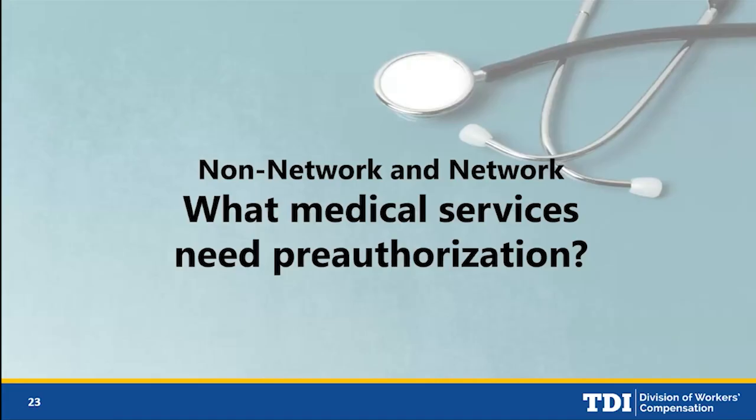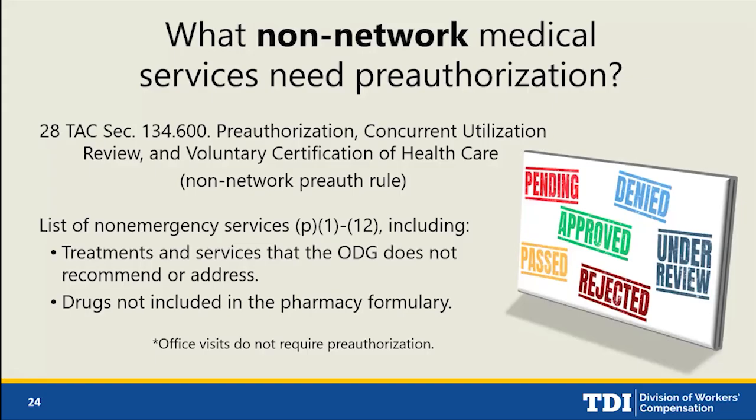All right, so now let's take a look and decide what services need pre-authorization in the workers' comp system. So the rule for non-network pre-authorization, concurrent utilization review, and voluntary certification is Rule 134.600. And this has a list of non-emergency services that require pre-authorization under section P. It's going to be P1 through 12. However, if your patient is experiencing an emergency, pre-authorization is waived. So they can get those emergency services, but the list of non-emergency services are going to be in 134.600, P1 through 12.